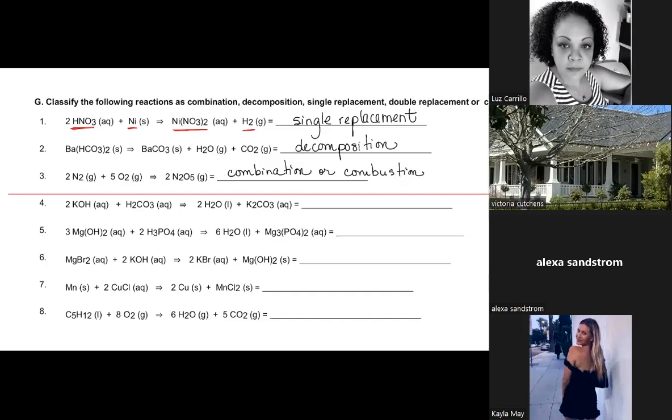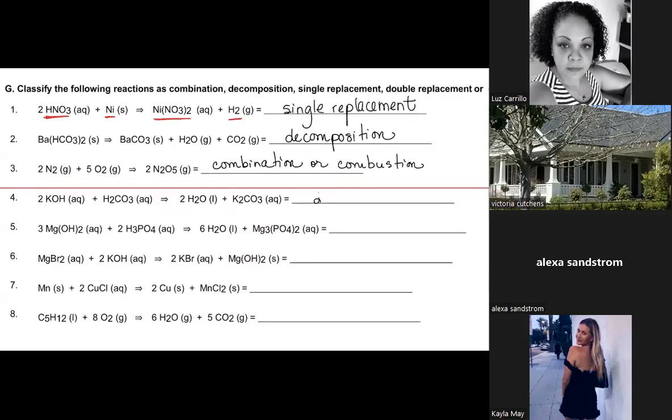So let's look at number 4. In number 4, you can see that we have KOH and H2CO3. And now we see that the cation in the KOH is not paired with the anion of the H2CO3. The H in the H2CO3 is paired with the hydroxide. So what kind of reaction is this? Excellent job. This is a double replacement reaction.